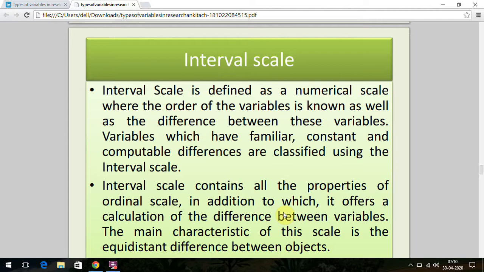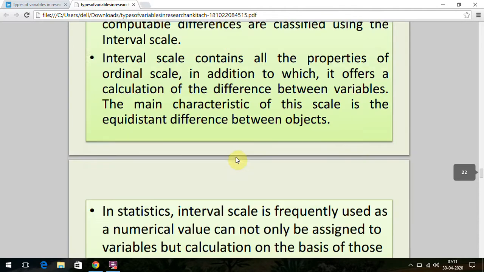They will be dealt with by other tests, commonly the continuous tests based on normality: t test, Z test, ANOVA test, Wilcoxon test. So this is nothing but a numeric scale, where there is order of the variables as well as the difference between these variables. So I'll explain it in a very simple manner.